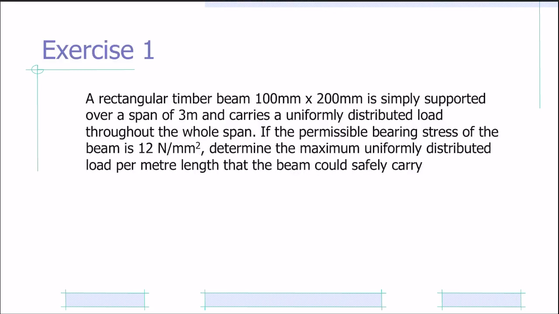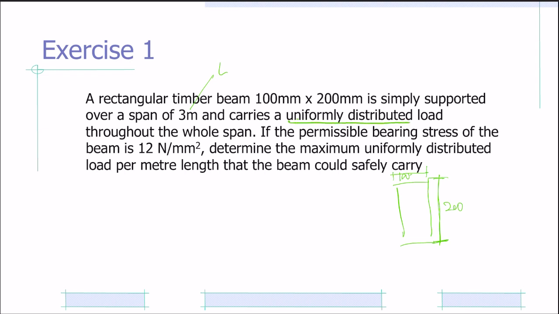Now let's do exercise number 1. Okay, a rectangular timber beam of 100 mm times 200 mm. Okay, remember the smaller value will be the width or the breadth. Bigger value should be the height or the depth. Is simply supported over a span of 3 meters. This refers to the length, and carries a uniformly distributed load throughout the whole span. Okay, it is uniformly distributed.